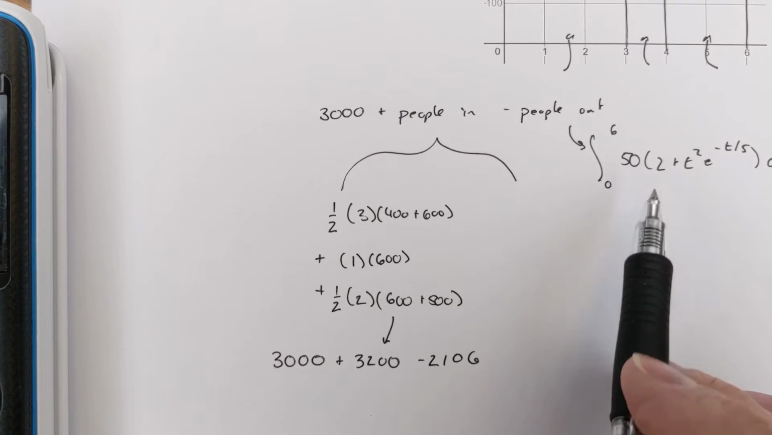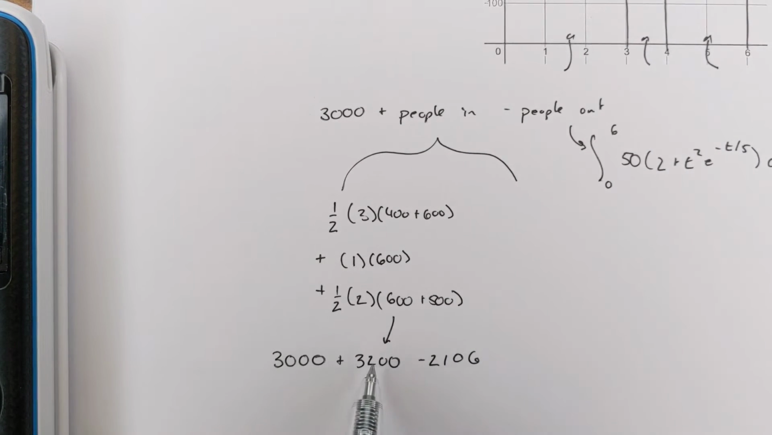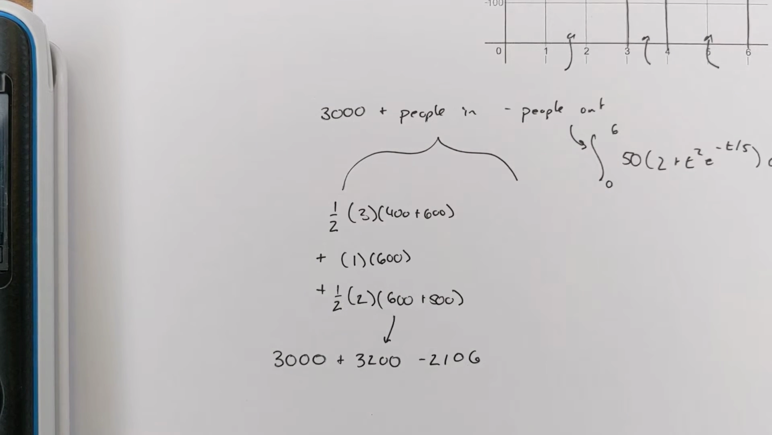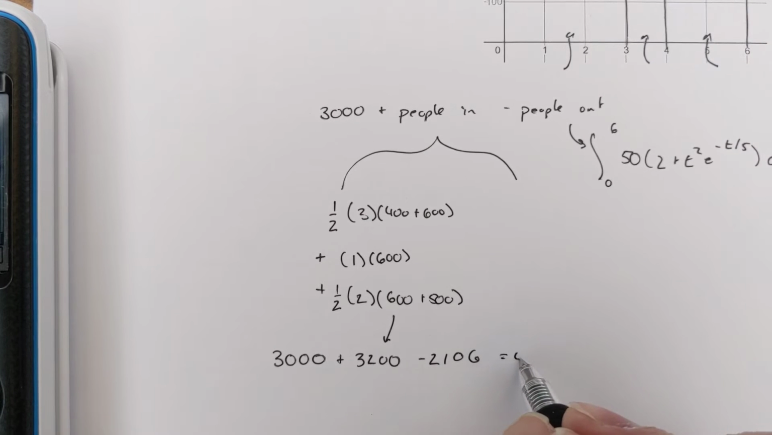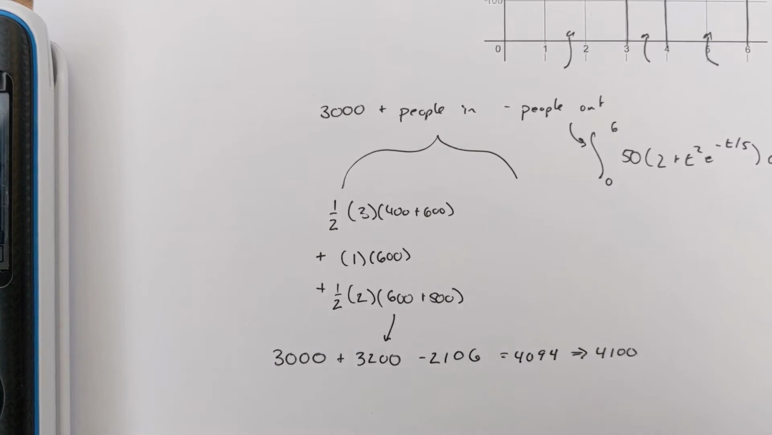All right, so we have 2,106 if we work out the integral. So starting people, people in, people out. So this is 3,000 plus 3,200 minus 2,106, which gives us 4,094. To the nearest multiple of 100 though, there are 4,100 people in the park at 6 p.m.